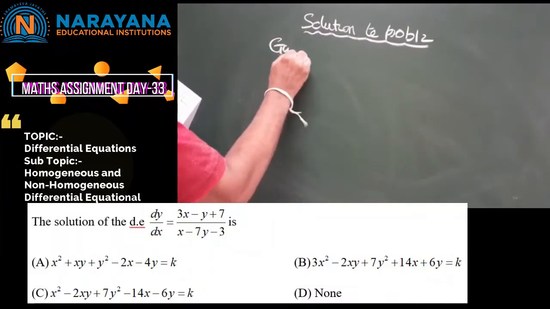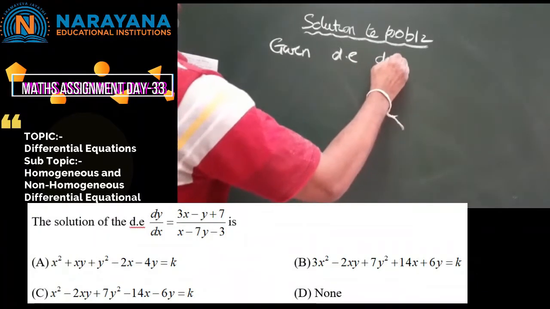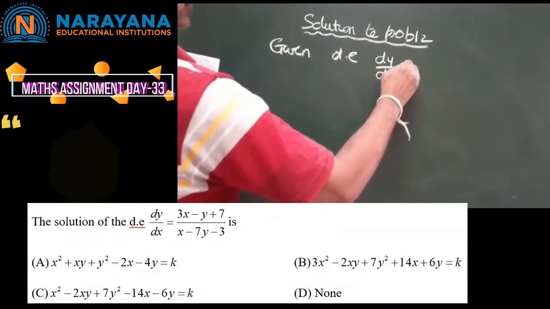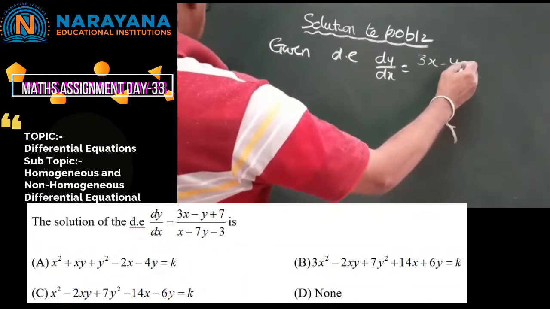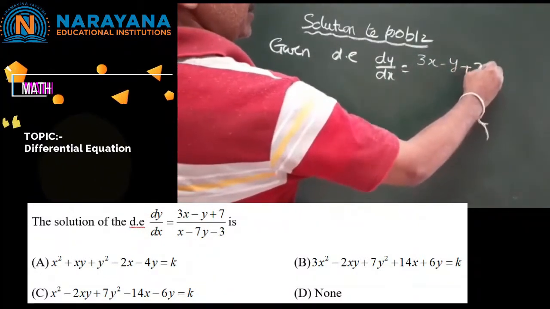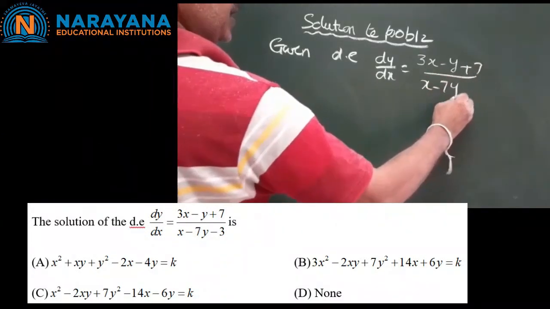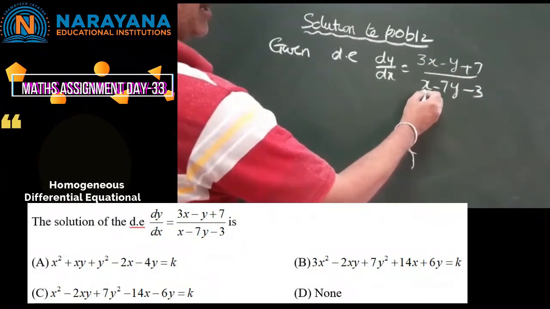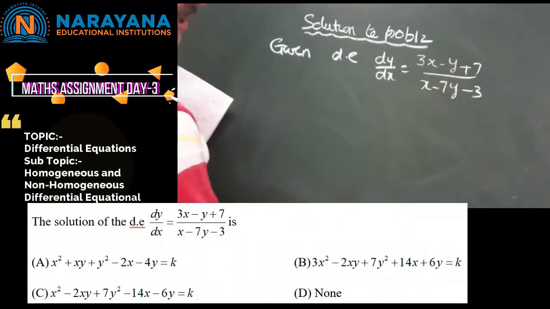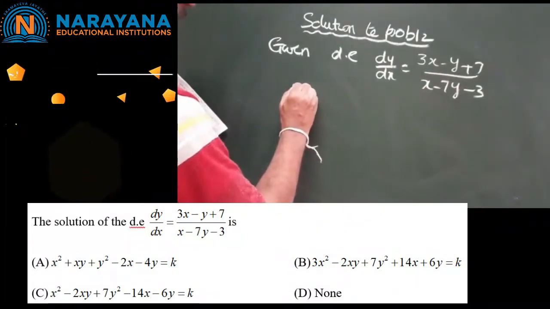Given differential equation, dy/dx is equal to (3x − y + 7) divided by (x − 7y − 3). Coefficient of x in the denominator plus coefficient of y in the numerator equal to 0. This can be solved by proper grouping of the terms.